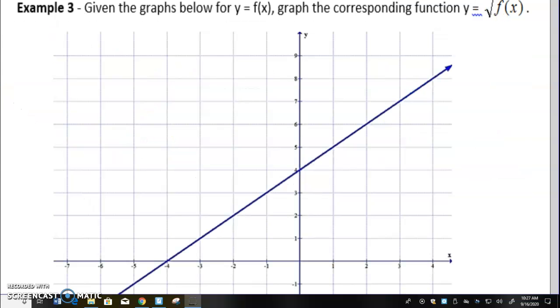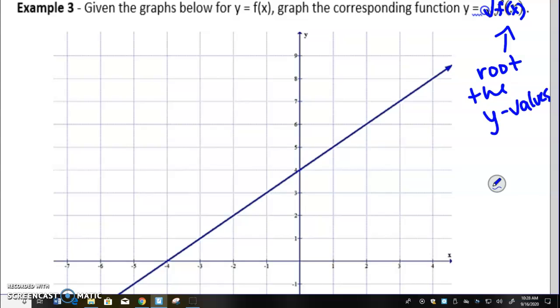All right, example 3, what we're doing here is we're given a graph, and we're now going to graph the corresponding root function. So I'm graphing the f of x values under the root, which means I root the y values. So you can write yourself a little note. We're going to root the y values. Okay, I'm going to also choose a different color. When I do this, I have 2 steps.